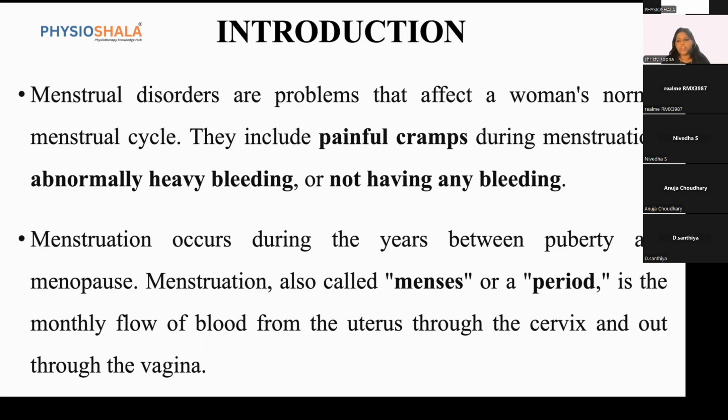The menstrual cycle is a periodic, cyclic event a woman is getting in her lifetime. The menstrual disorders mean any painful cramp during the menses or any abnormal heavy bleeding, or the woman may not get any bleeding at all. So menstruation occurs between puberty and menopause. Menstruation is also known as menses or period.